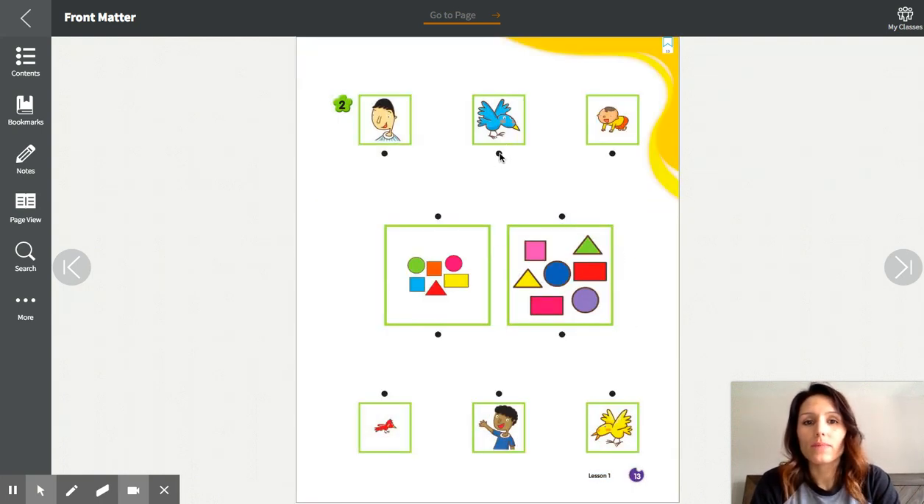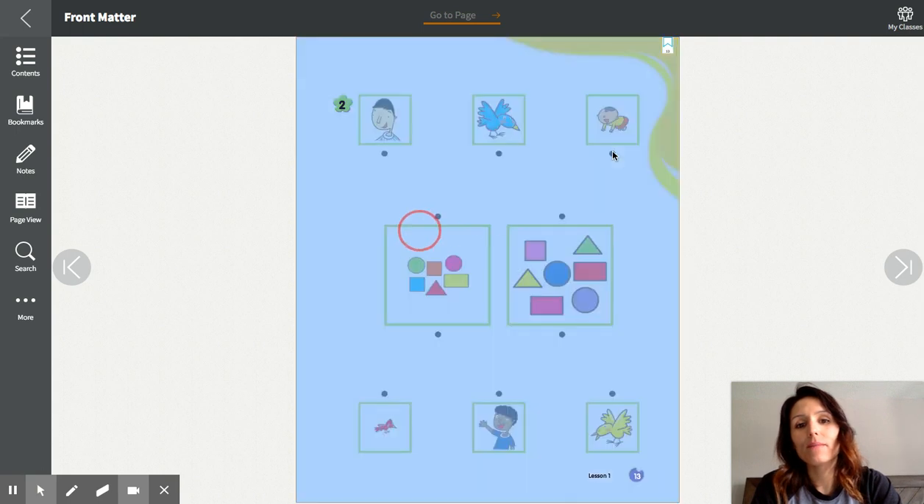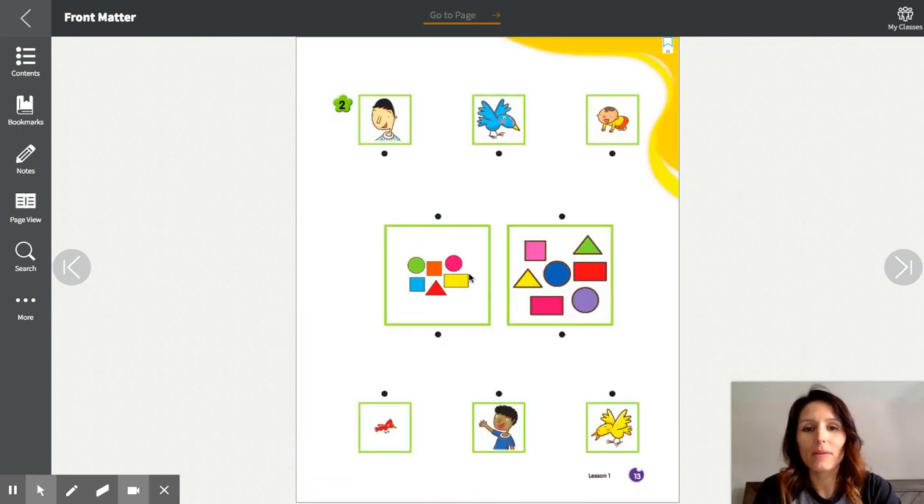Okay, the bird. Is the bird small or big? Good, big. So you're going to draw a line down here. The baby. Is the baby small or is the baby big? Yes, small. So draw a line from the baby down to the small shape. I'm sorry, I keep clicking and it's making my screen blue. Down at the bottom, we have this bird. Is the bird small or big? Small, yeah. That was kind of an easy one. So you're going to draw a line from here to here.